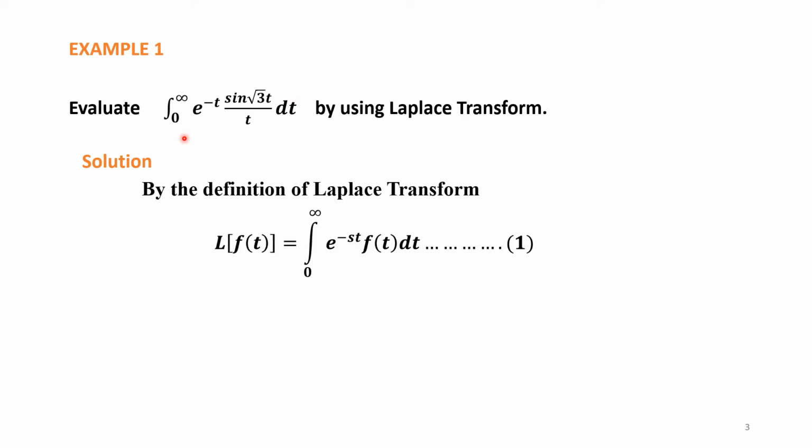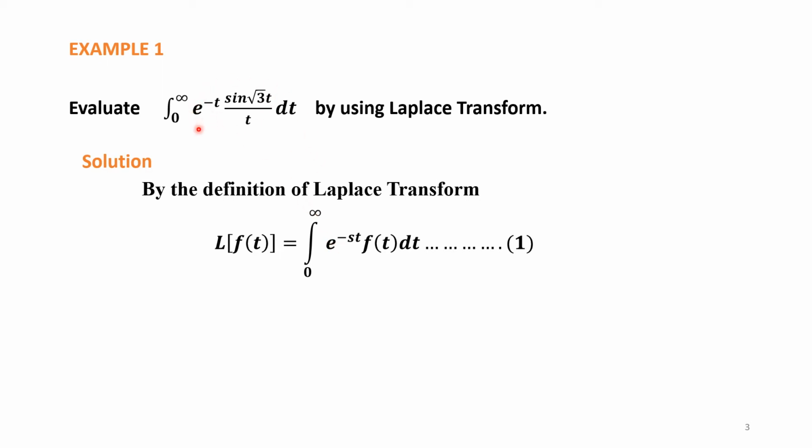So we have to compare this integral with the Laplace transform definition. So we have, by definition of Laplace transform, L of f of t is equal to integral 0 to infinity e raised to minus st into f of t dt. So instead of L of some function given, we are given this integral. So comparing the right hand side of this definition with the given integral, we can write f of t is equal to sine root 3t by t and s is equal to 1.